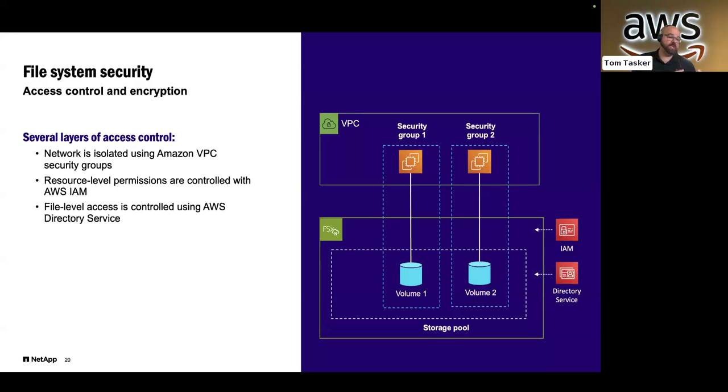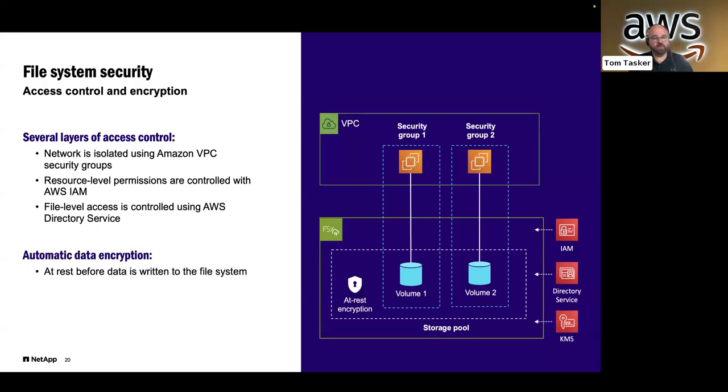You can have that connected and trusted with other Active Directory domains if you want to on that side of things. Again, making sure that the options are there if we need to have everything localized and protected inside of AWS. And last but by no means least, what we also have is data encryption as well.